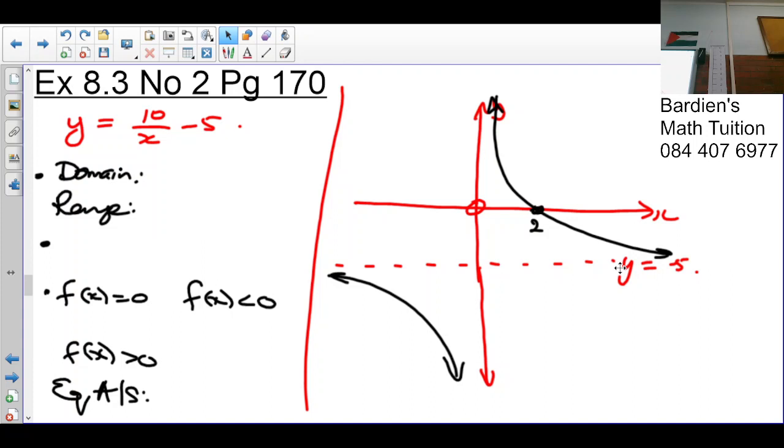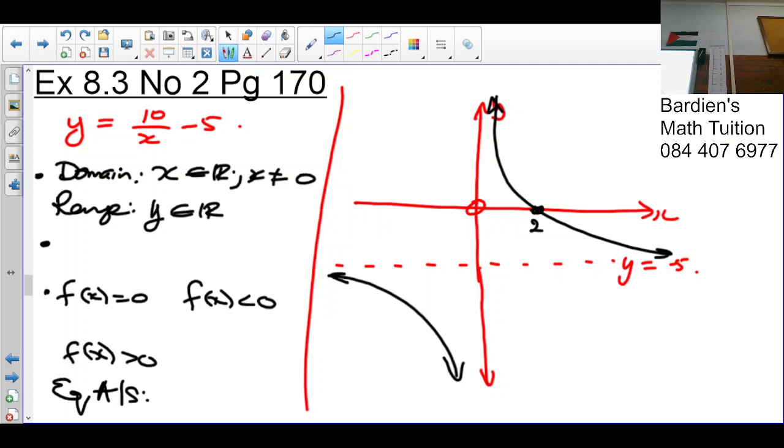Okay, what's the domain of this graph? X is an element of all real numbers, x is not equal to 0. Range: y is an element of all real numbers, y is not equal to 0. Does this graph go to negative infinity? Yes. So from negative infinity all the way to positive infinity this graph exists.